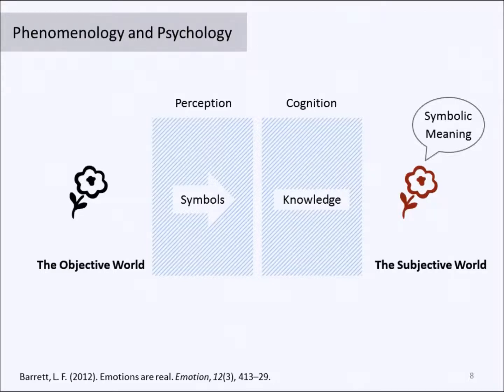Based on this theory, we further propose that the symbolic meaning emerges within this layer. That is, if we consider perception as a channel, then the symbols turn out to be the media that flow through it to deliver meanings. By interpreting these symbolic meanings, a person can therefore build up his subjective world.